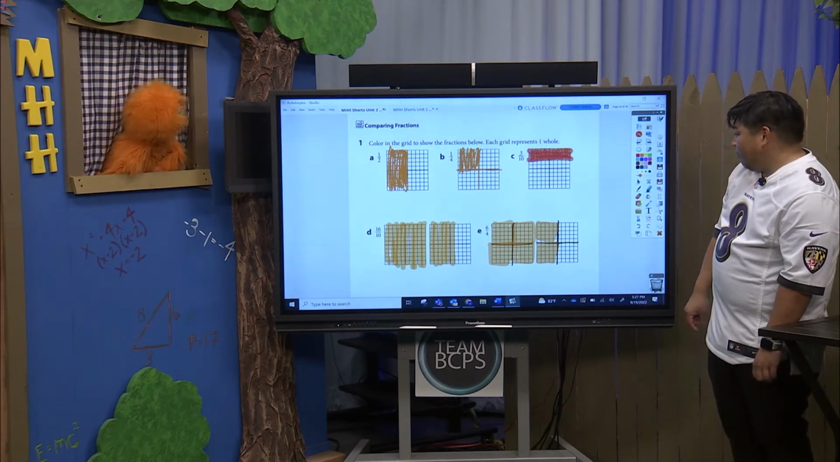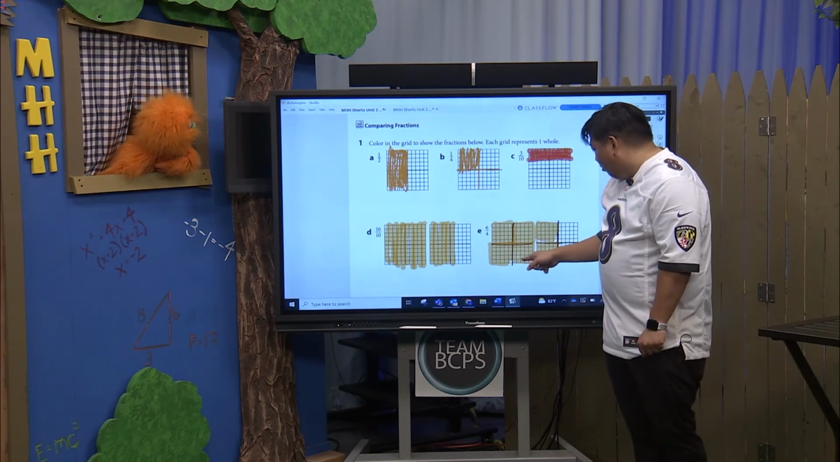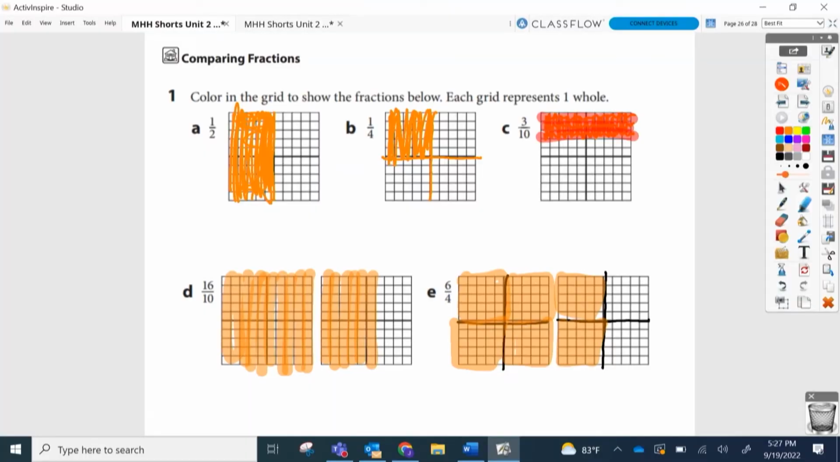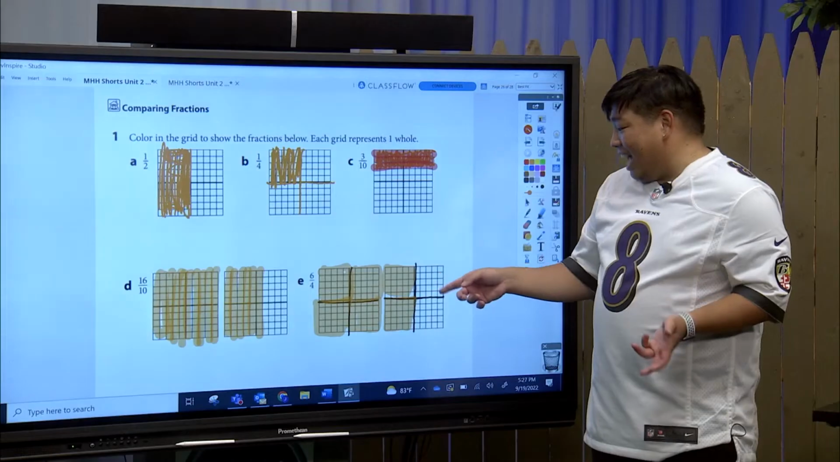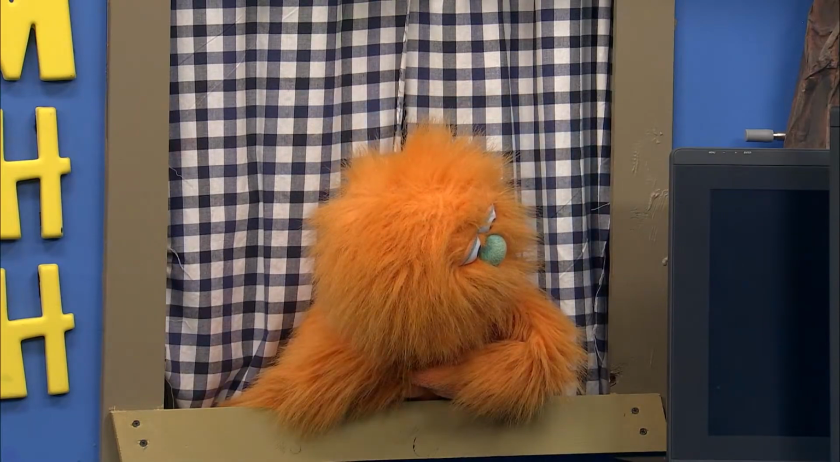That's really cool. And when we look at it, we can see that that's more than 1 whole, but less than 2 wholes. Yes. It's actually exactly 1 and 1/2. So 6 fourths looks to be exactly the same as 1 and 1/2. That's pretty awesome. So that was cool.